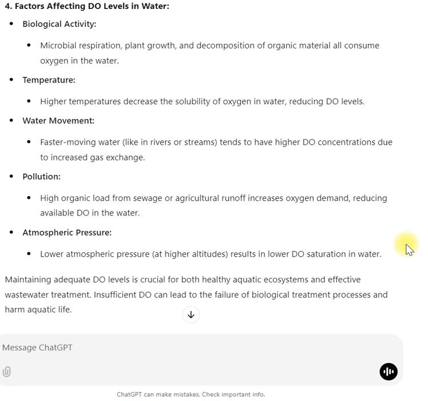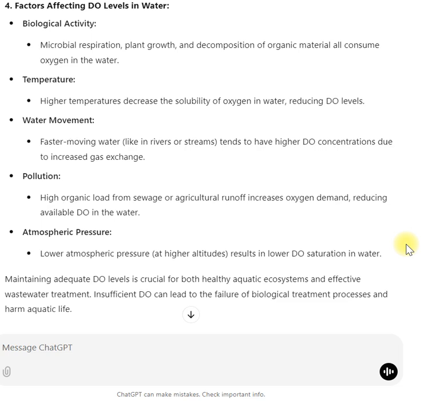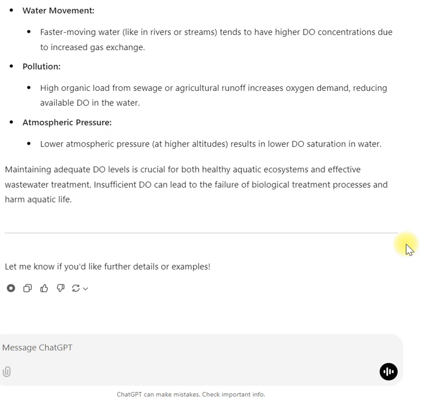Maintaining adequate DO levels is crucial for both healthy aquatic ecosystems and effective wastewater treatment. Insufficient DO can lead to the failure of biological treatment processes and harm aquatic life. Let me know if you'd like further details or examples.